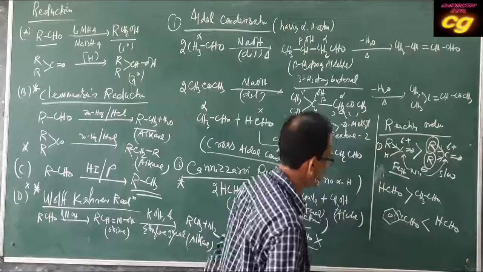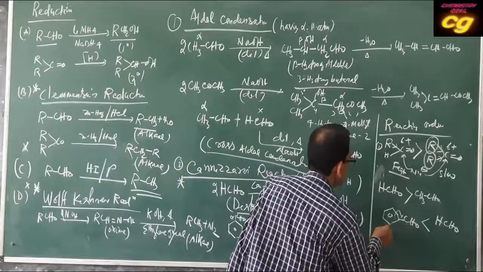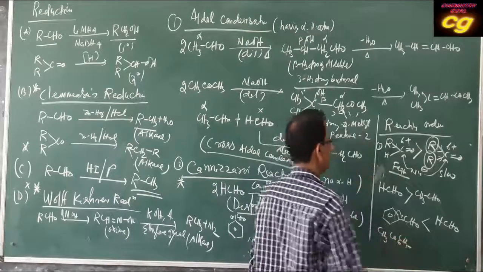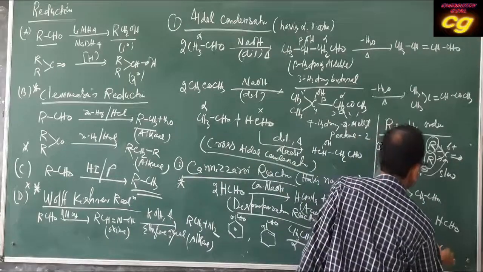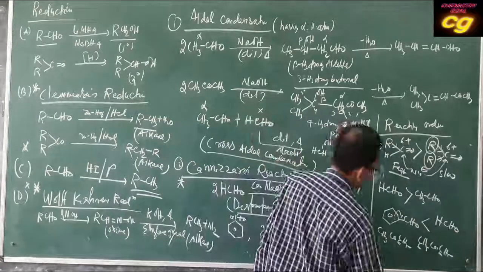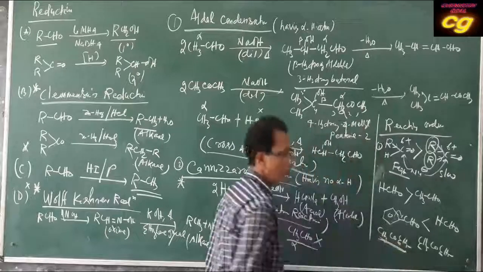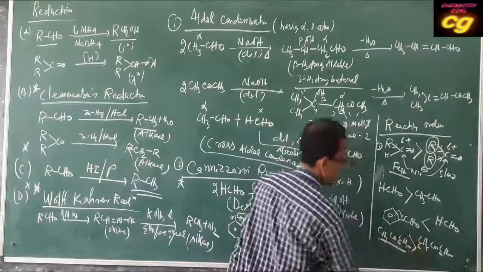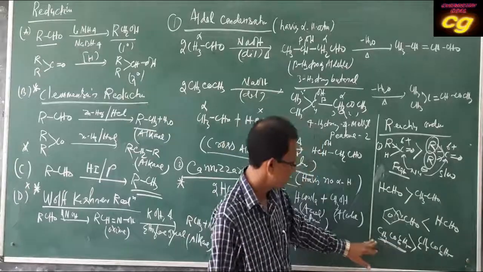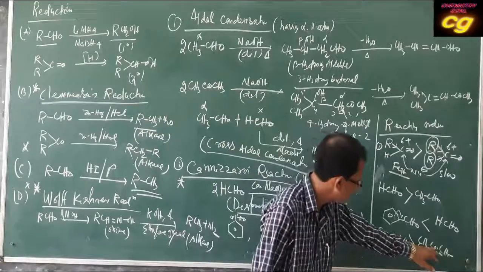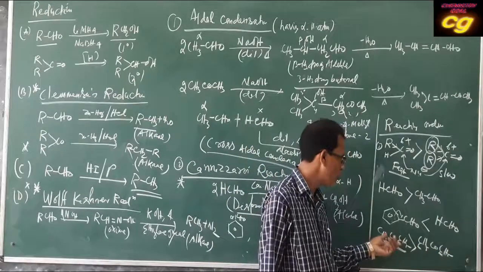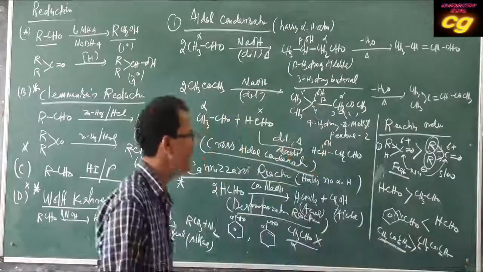Then if you compare the ketones, CH3COC6H5 and C6H5COC6H5, which one will be more reactive? This one will be more reactive than that one, because of the bulky group. As two bulky groups are there, the reactivity will be less compared to this one. This is called acetophenone, this is called benzophenone. Acetophenone will be more reactive than benzophenone towards nucleophilic addition reactions.